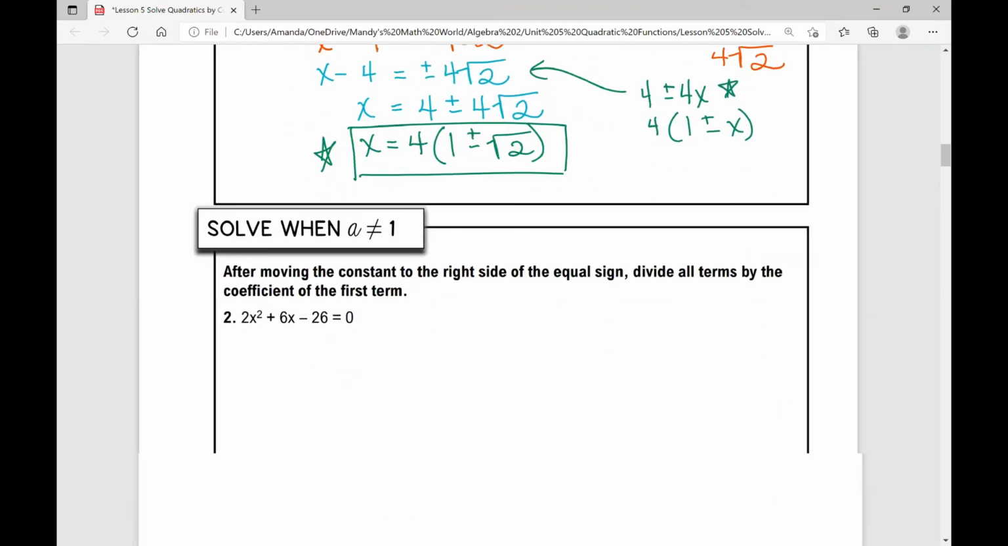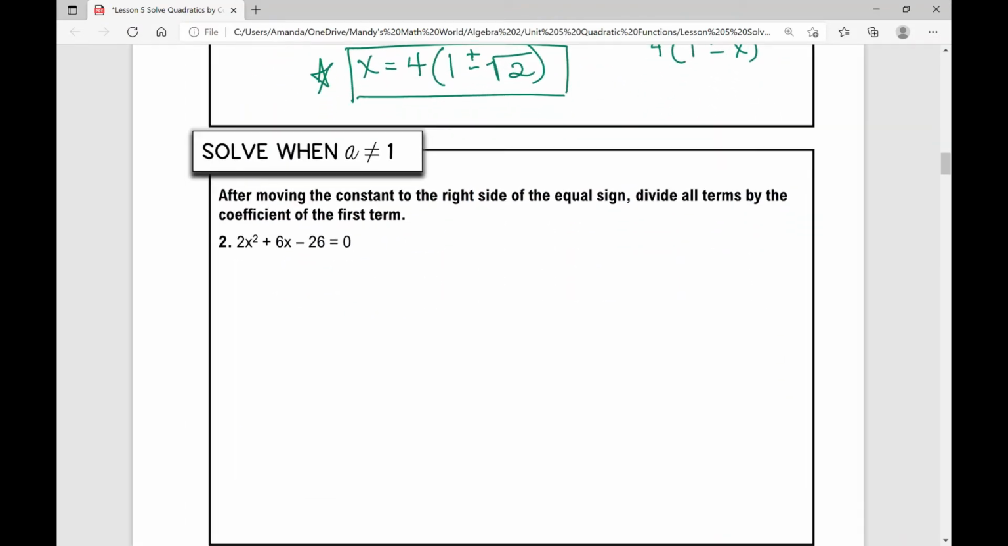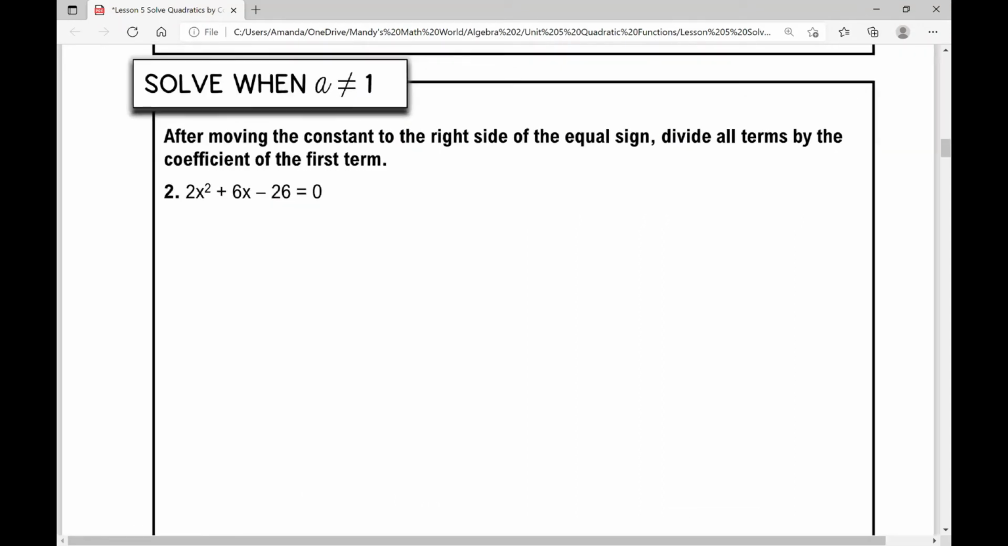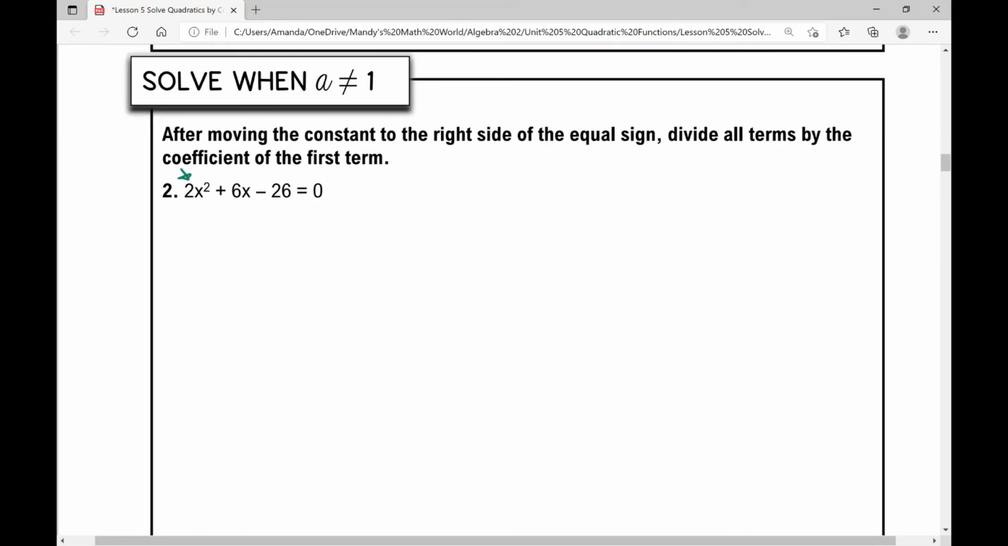Let's move on to the next example. Solve when a is not 1. So in this case, you have a leading coefficient that's not 1, right? We have a 2. So our note right here says, after moving the constant to the right side of the equal sign, divide all terms by the coefficient of the first term. Okay, so let's first do our first step of 2x squared plus 6x. We're going to move that constant to the right side of our equal sign, equals 26. And then now we want to get rid of that coefficient, so we're going to divide every term by that leading coefficient.